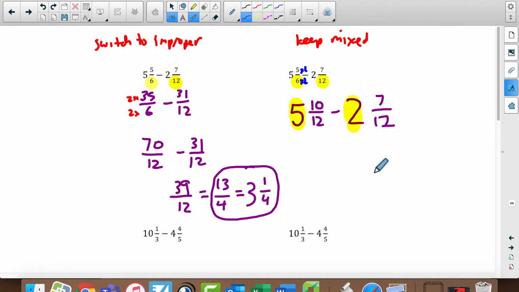You're going to subtract the big numbers. 5 minus 2 is 3. And then you're going to subtract the fractions. 10 twelfths minus 7 twelfths. Keep the denominator the same. 10 minus 7 is 3.